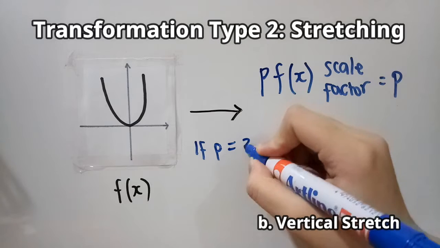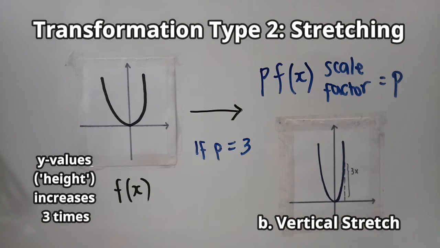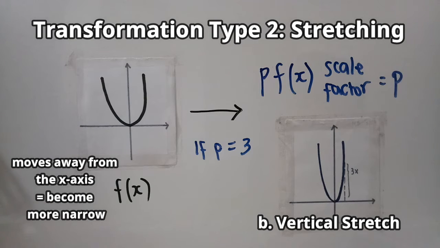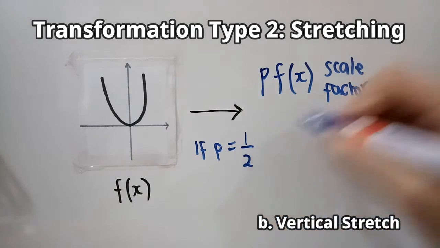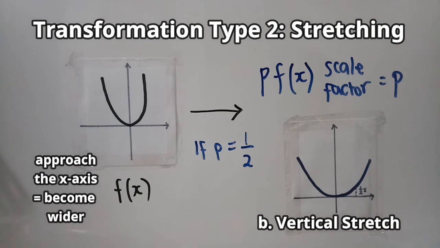If we have p equal to 3, the function's y values become 3 times larger. The graph becomes more narrow and moves away from the x-axis. On the other hand, if we have p equal to half, the function's y values would decrease by half. Thus, the graph becomes wider and approaches the x-axis.